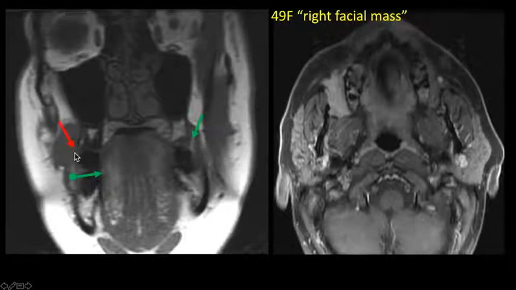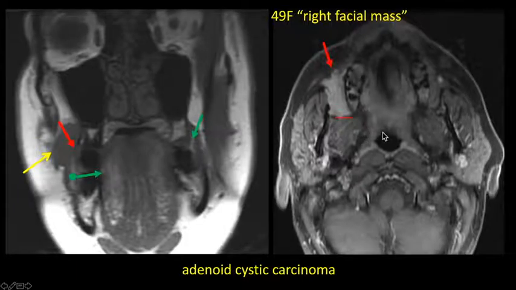You see here this red arrow showing you where we've lost that submucosal fat, and you have this intermediate signal mass extending laterally into the buccal space. And on that same patient, on the right-hand image, it's a T1 fat set with contrast. You can see the enhancing mass in the medial aspect of the buccal space. We felt like it was not invading the buccal space at this time. It does look like it's coming right up against that fascial boundary that I indicated earlier. This was an adenoid cystic carcinoma.